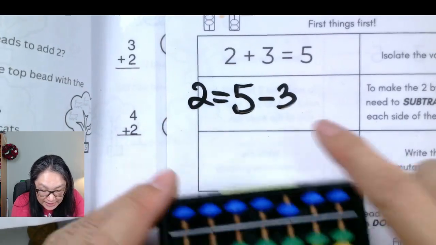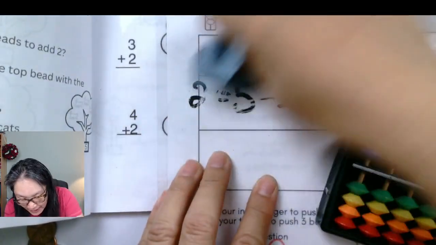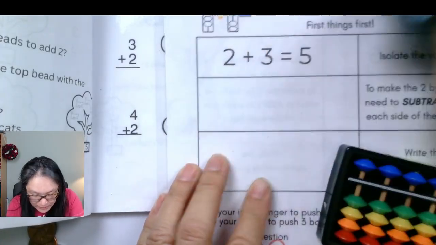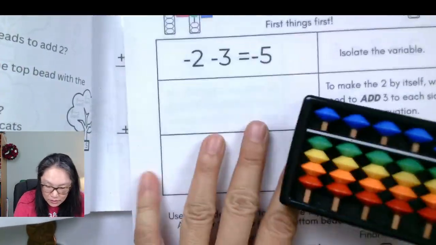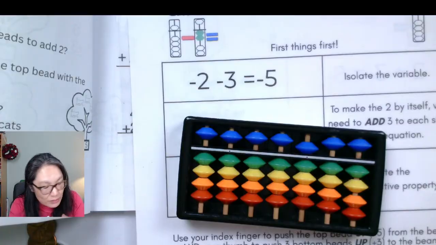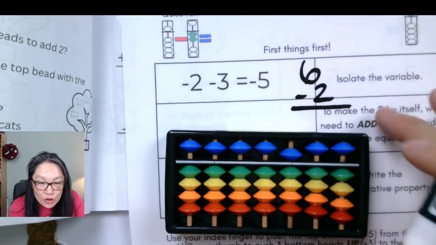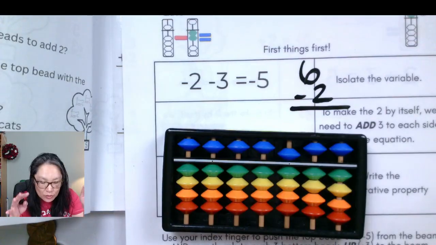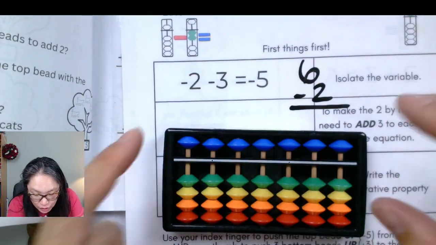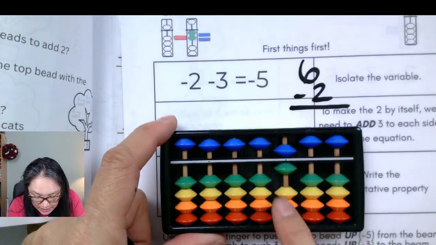Okay? And it's the same thing if we do the minus. When we do the minus, we could do the same thing. We can do 6 minus 2. Right? And then after knowing this, it's scalable because it can be like 600. So even here, we do 6 and we want to minus the 2.